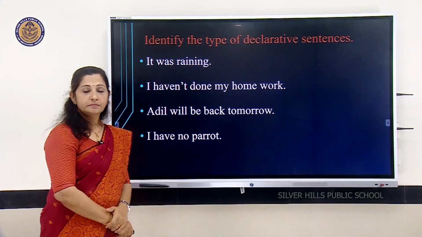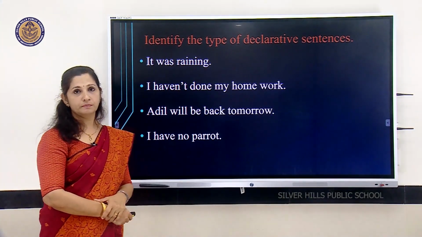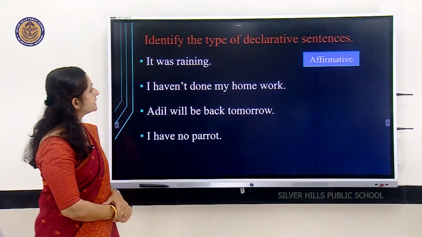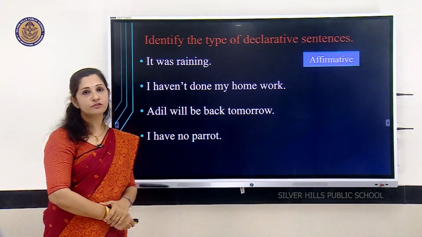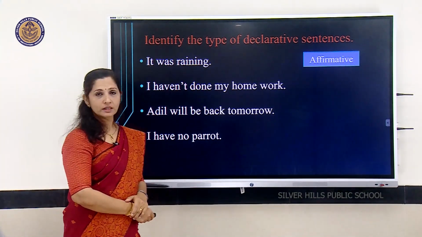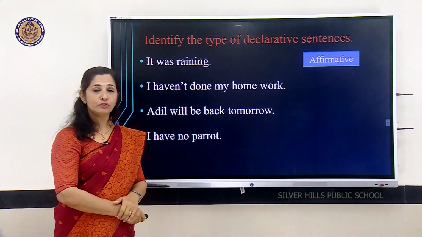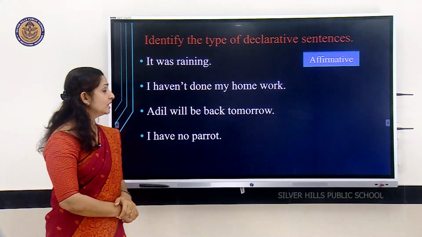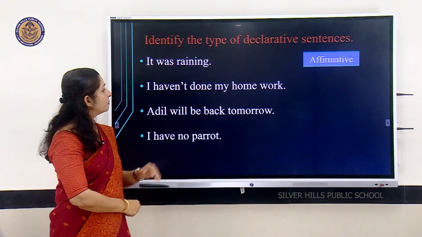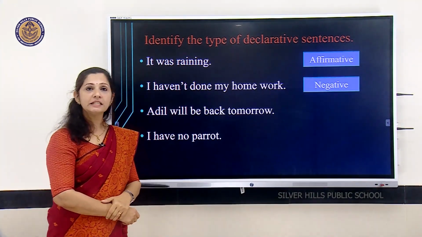It was raining. It gives an information which is positive. So, this sentence is called an affirmative sentence. I haven't done my homework. Haven't is the contraction of have not. So we have the word not in this sentence, which makes it negative. So this sentence is a negative sentence.